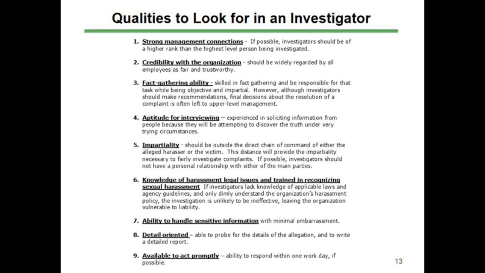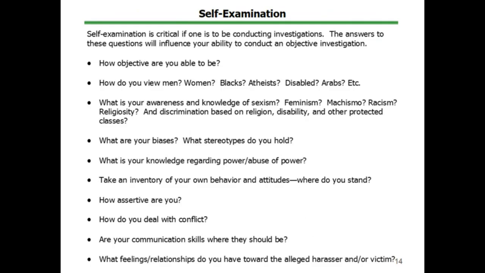Now, here's a little something I'd like you to take a look at. This is not a valid and reliable survey, but take a look at it, and I'm going to give you a couple of seconds to quickly peruse what this questionnaire is all about. Go for it.